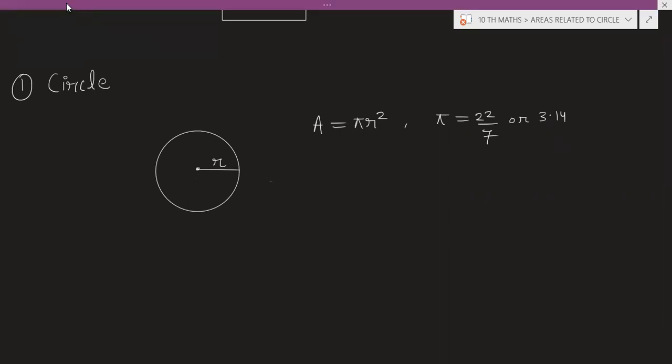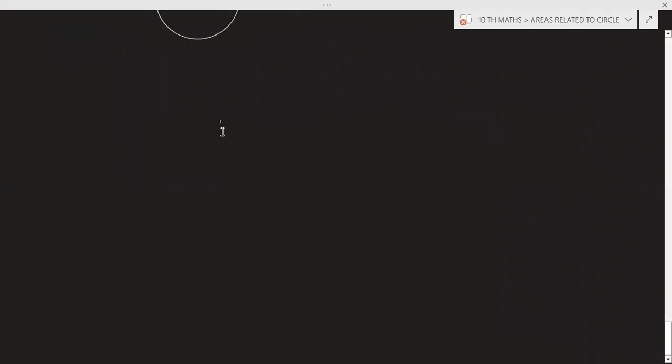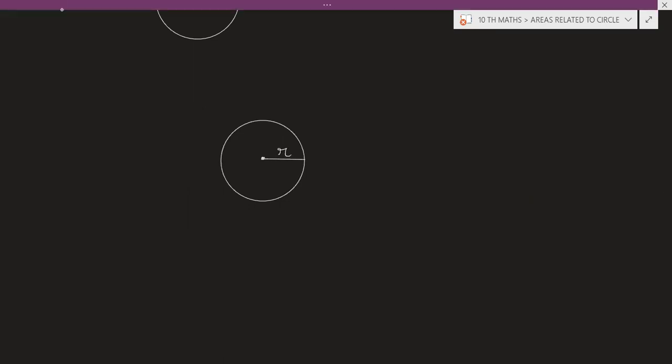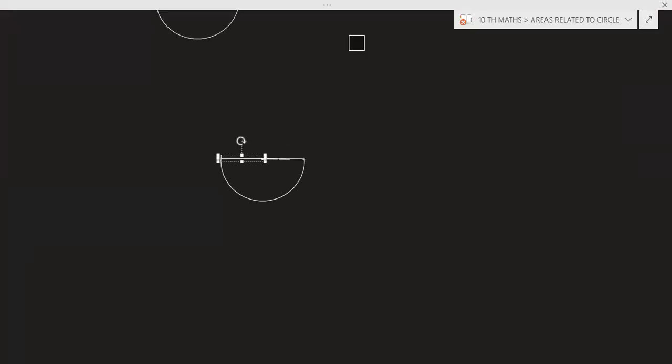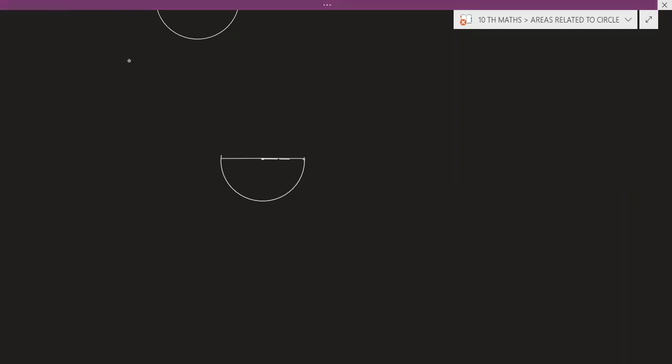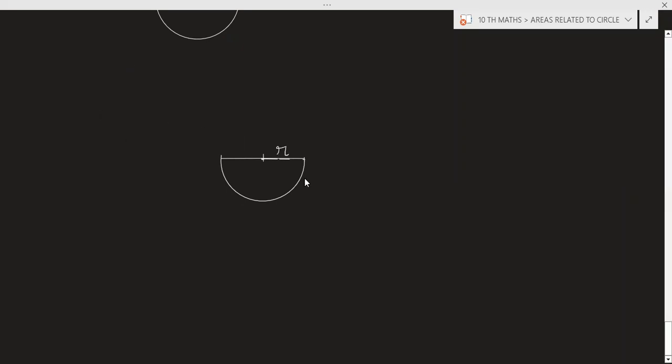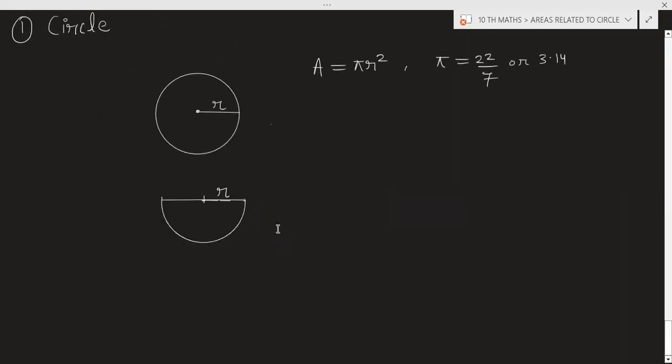Now semicircle, if you draw a semicircle, suppose a semicircle is there. This is a semicircle, and this semicircle has the radius small r. So the area of semicircle also you can find. Area of whole circle is pi r square. Area of half circle, semicircle, is 1 by 2 pi r square, or pi r square by 2.